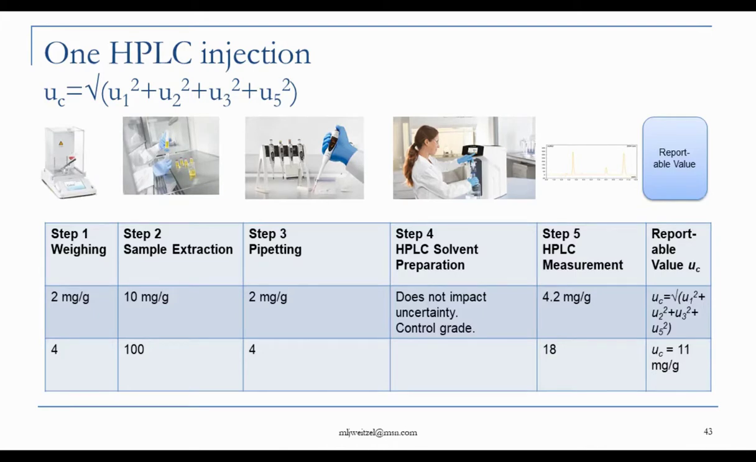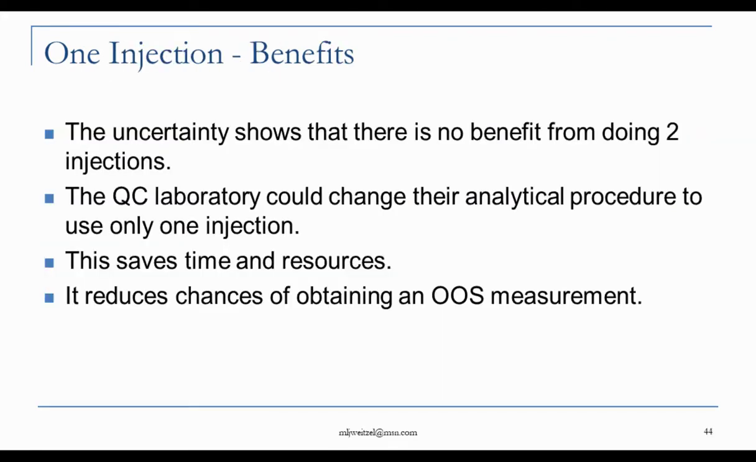And here we go. Remember what the uncertainty was with 2 injections? It was 11 milligrams per gram. It's the same for 1 injection. There was no benefit for doing 2 injections. There's a lot of benefits for doing 1.